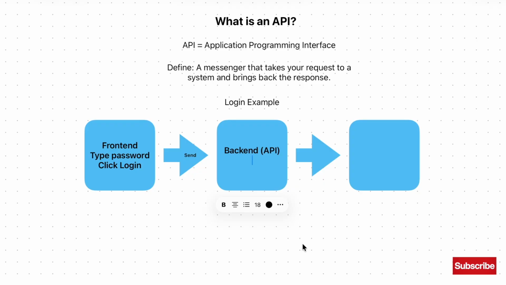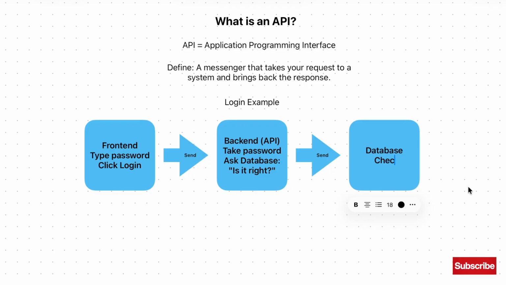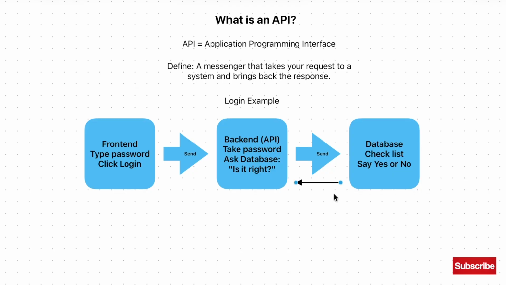The API receives the login request from the frontend and processes the submitted information, such as the username and password. It then securely forwards these credentials to the database or authentication service to verify whether they match a registered user. The database checks its stored records and returns the result to the API, indicating whether the login credentials are valid or invalid. The database returns either yes, valid credentials, or no, invalid credentials, to the API.